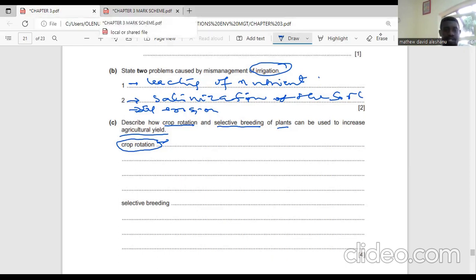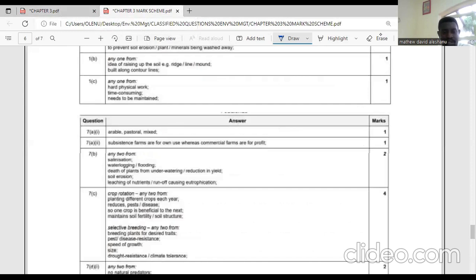That's it. But let me look at the mark scheme. If there are more points, you need to pick from it. Here they say crop rotation, planting different crops each year. The advantage is that it maintains soil fertility. That will give you 2 marks, because for this type of question you can get 3 marks here and 1 here. So you are cool with it.